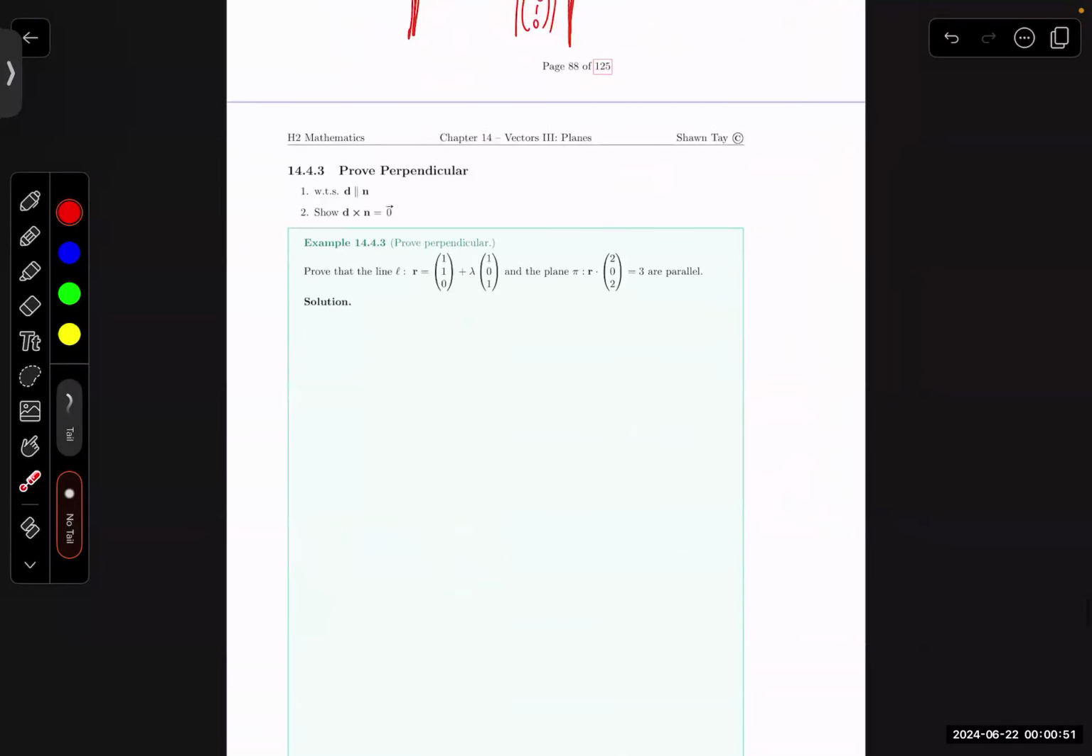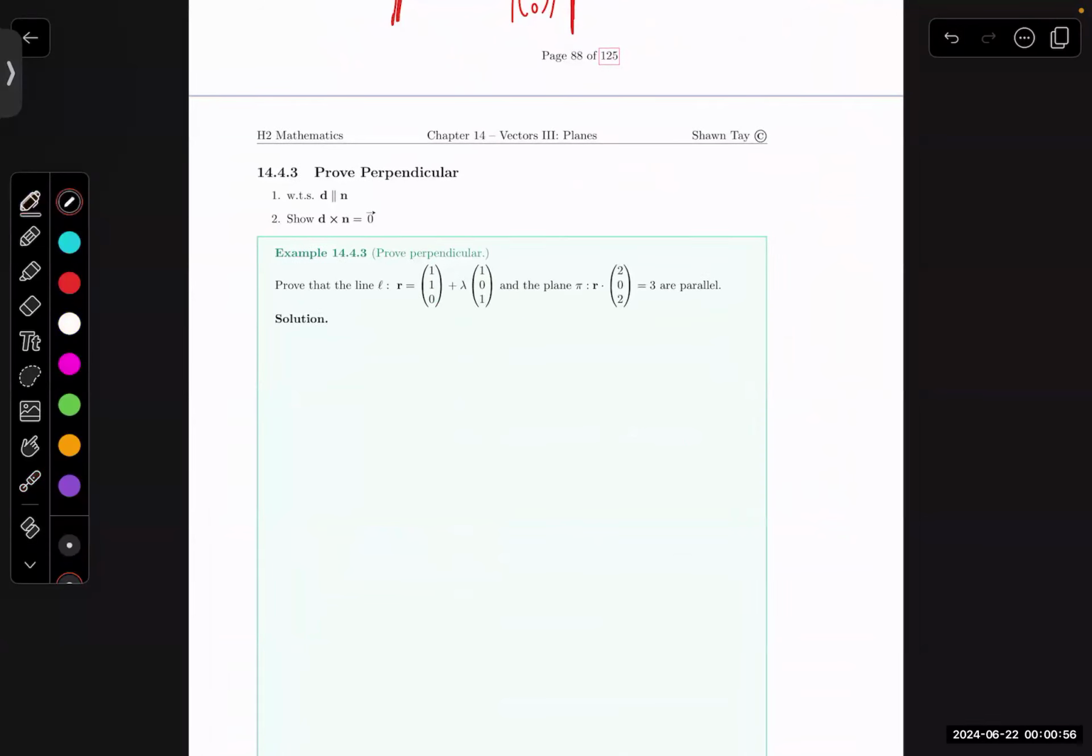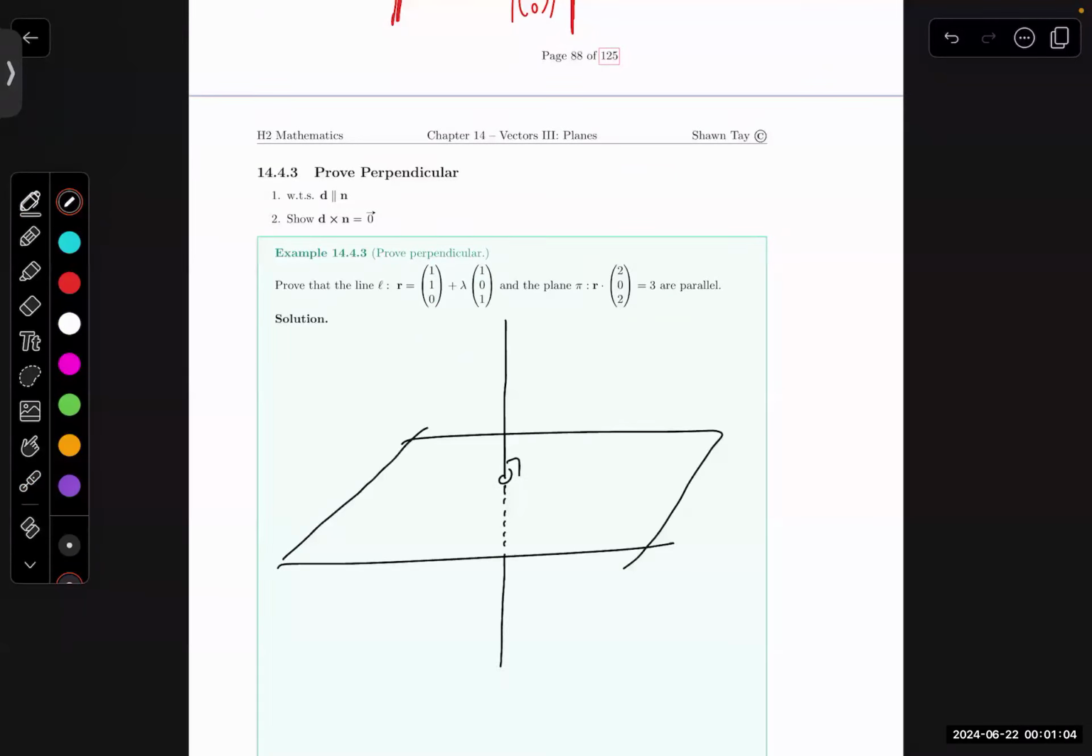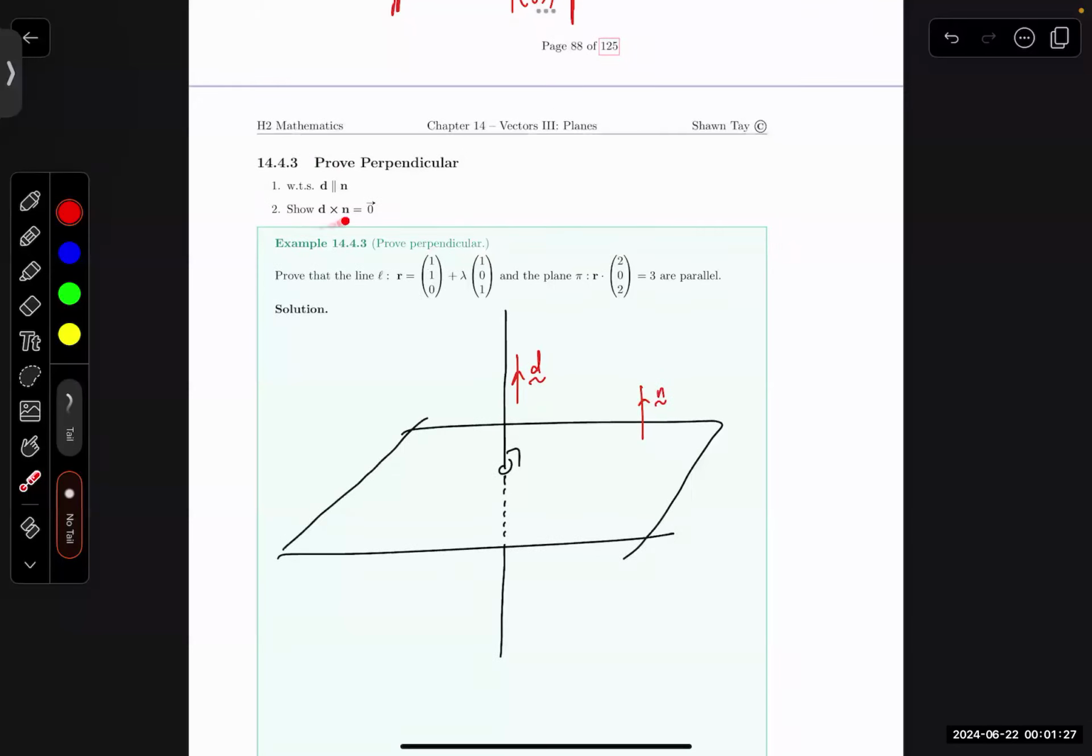Next one, to prove that a line and a plane are perpendicular, roughly similar again. Just draw a picture first. I draw a plane, I draw a line that pokes through the plane perpendicularly, like poking through a piece of paper. So what describes the direction of the line? That's the direction vector. What describes the orientation of the plane? That's the normal vector. For these two objects to be perpendicular, these two vectors must be parallel. I just show that they are parallel.